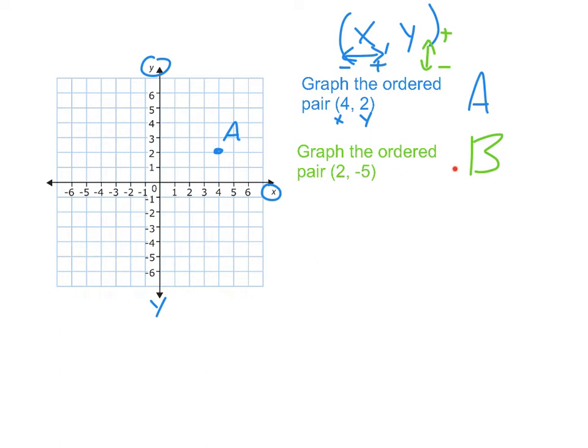To do 2, -5, okay, first thing I do again is go back to the origin and then either move left or right, and that's a positive 2, so I'm going to move right 2. And then it says -5. A negative in the y coordinate means down. So I'm already here, and I'm going to go down 5 to there. Mark my point. That is point B.